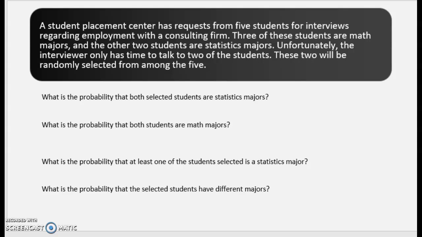So here's our last example from this section. I'm going to show you again how to do a tree diagram and how to figure out probabilities using that as well, if that's helpful for you.